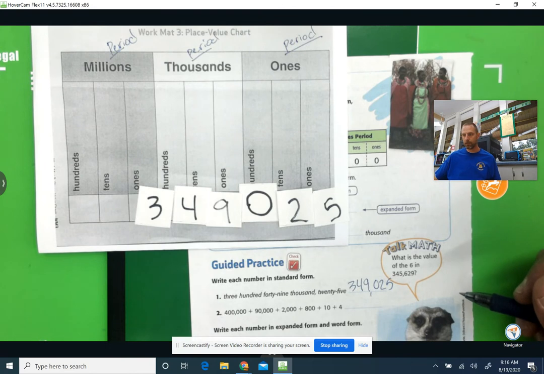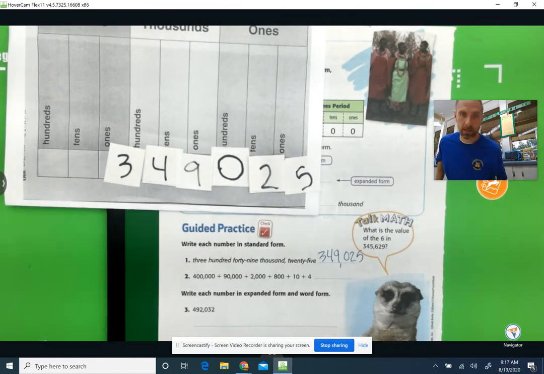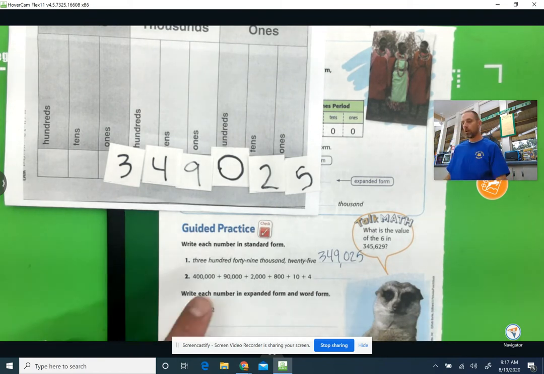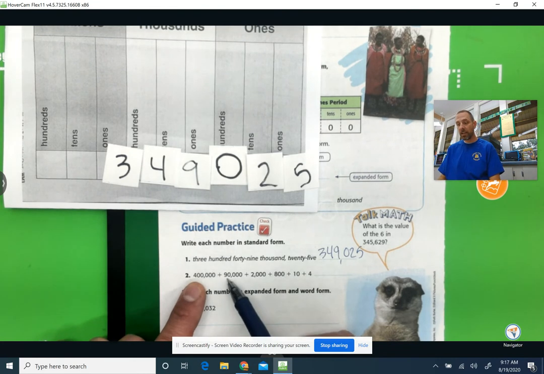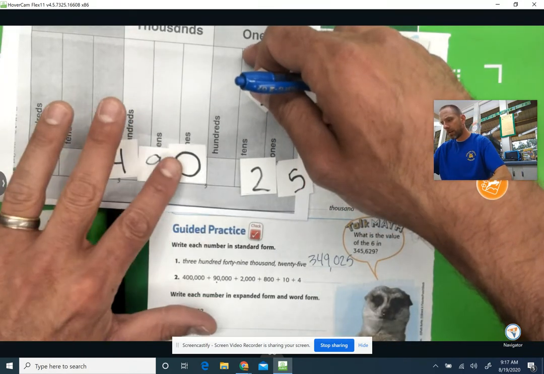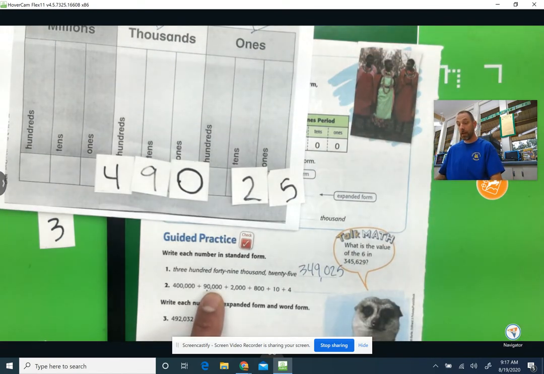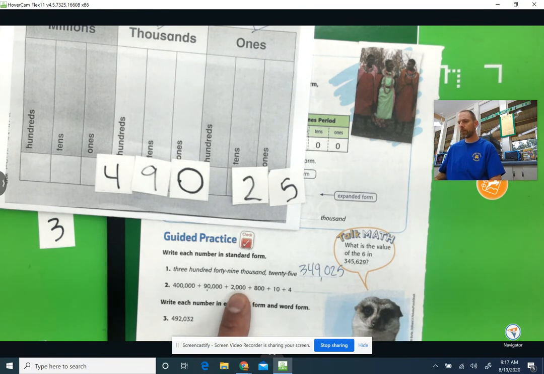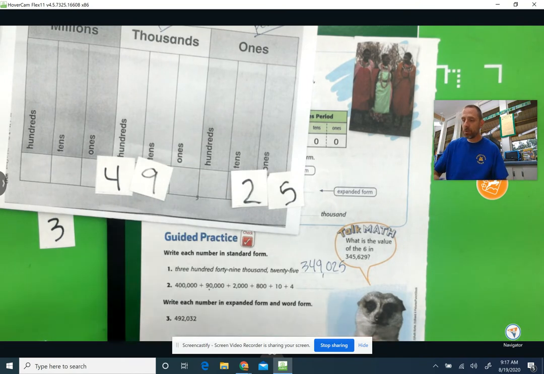Now we have a number written in expanded form, and we need to write that in standard form. 490,000. 2,492,000.